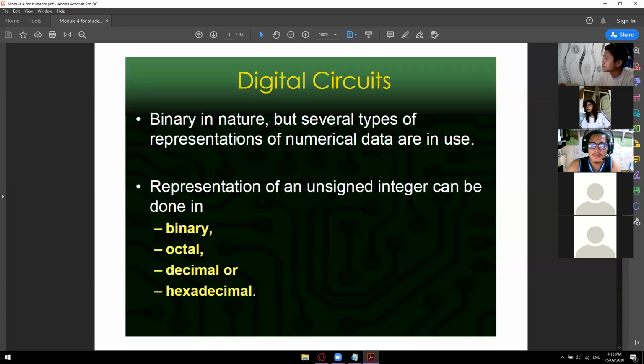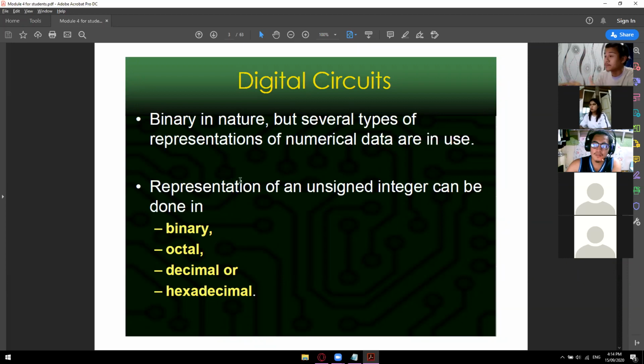Like for example, pinaka-basic na digital circuit is a switch. So sa switch, meron lang tayong on at off. Tama ba? So sabihin na natin kapag on, ang value nun is 1. Kapag off naman, ang value nun is 0. Okay, so ganun lang kasimple. Pero meron pang iba wherein a combination of 0 and 1. Okay, there are also other digital circuits wherein it accepts a bunch of numbers like 4 bit, 8 bits, and so on and so forth.